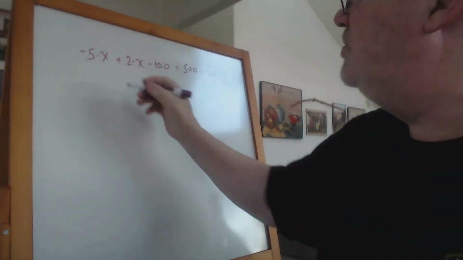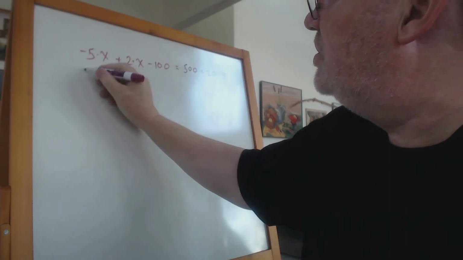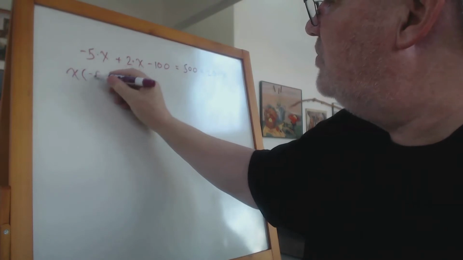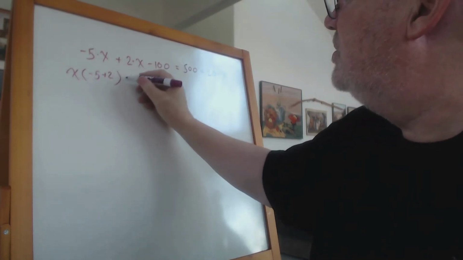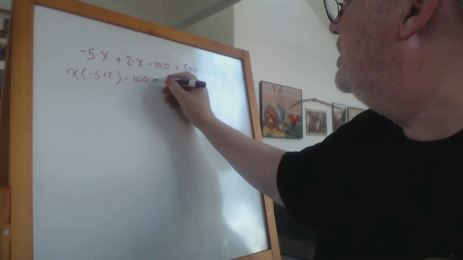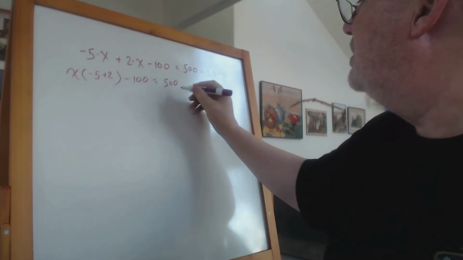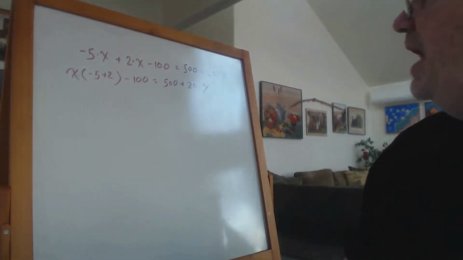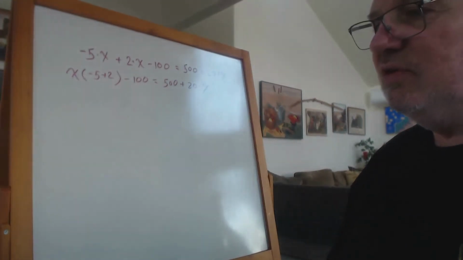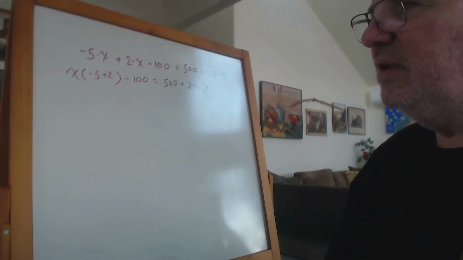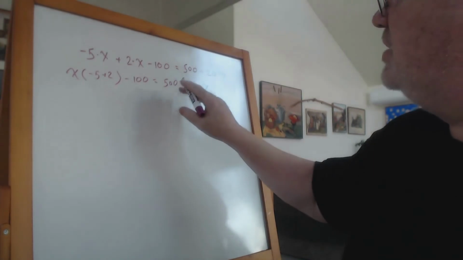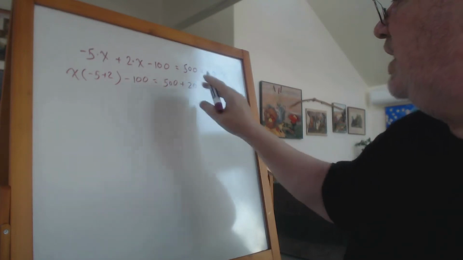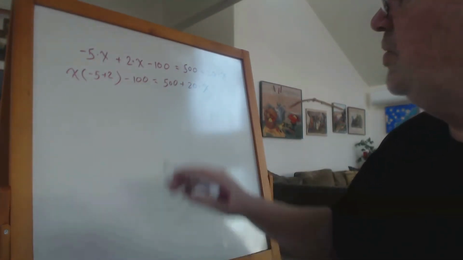So here we factor out x, and we have x times minus 5 plus 2 minus 100 equals 500 plus 20 times x. Now, I can do multiple things in one step, as long as I keep track and that I do whatever I do on the one side to the other. But I'm just doing one step at a time.